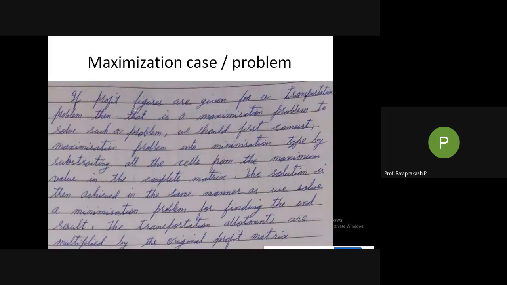If you remember what is being told here, the transportation allotments are multiplied by the original profit matrix. If you want, you can underline this in your book. This is very, very much important. So what do I mean by this original profit matrix?